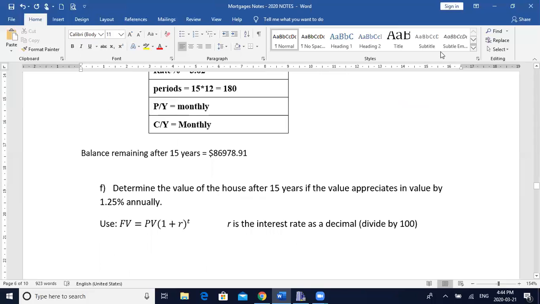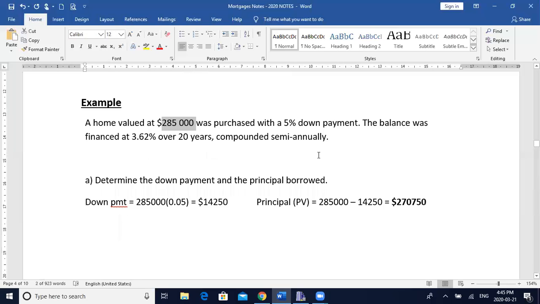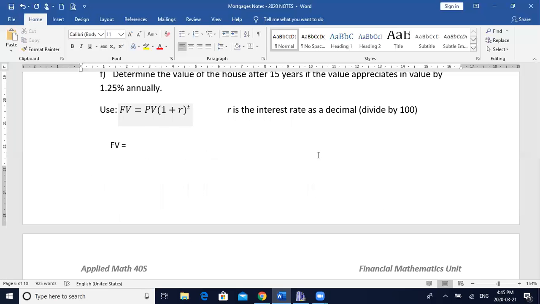And the next one was appreciation. This is where real estate can appreciate in value, which every year will go up in value. The value of appreciation uses a modified simple interest formula, where we take the value times one plus the rate, raised to the power of the number of years.